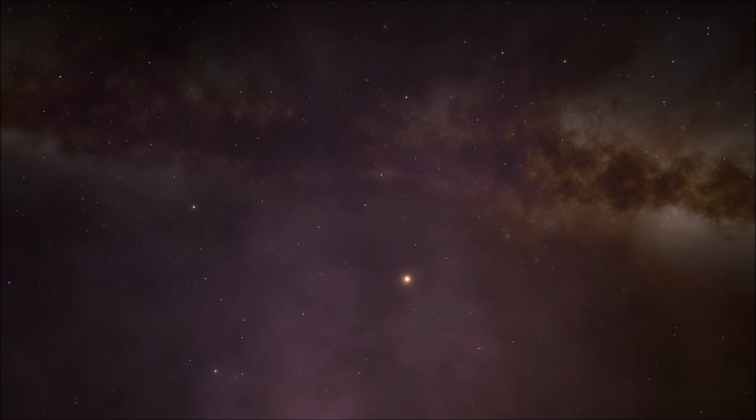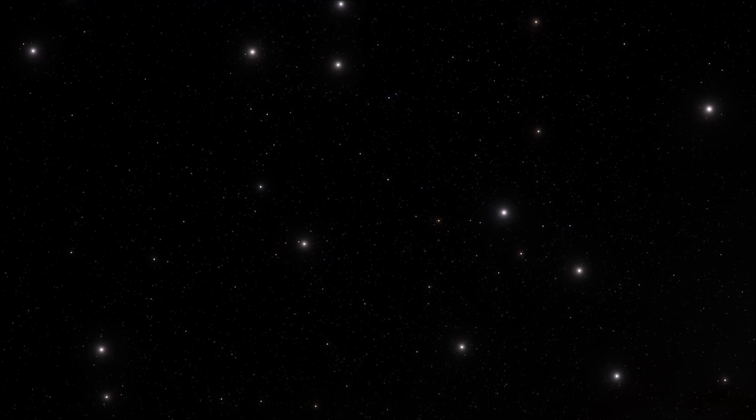Because these clouds are so enormous, stars rarely form in isolation. Around 90% of stars, including the Sun, were most likely born within a stellar birth cluster, which formed together and then later dispersed.